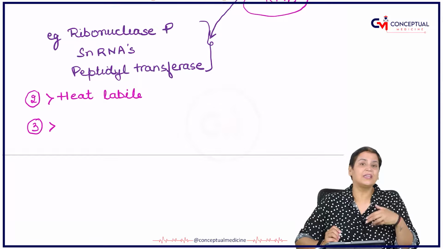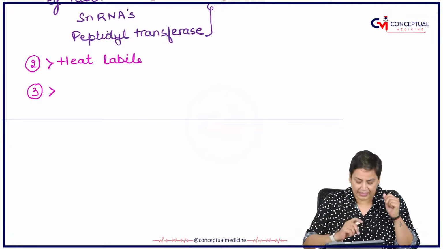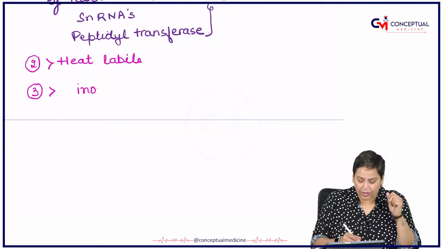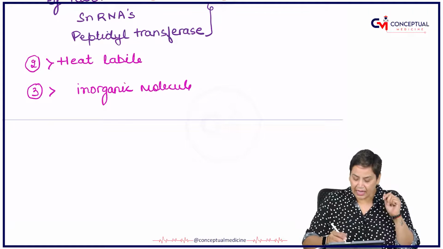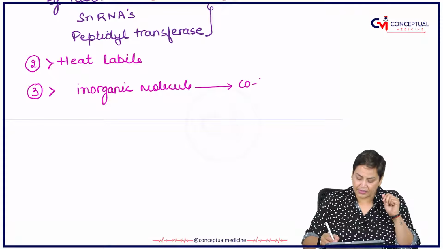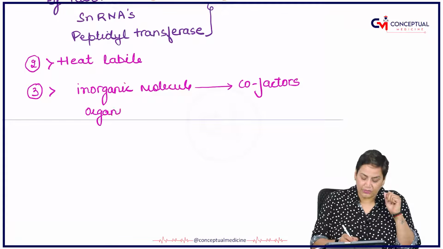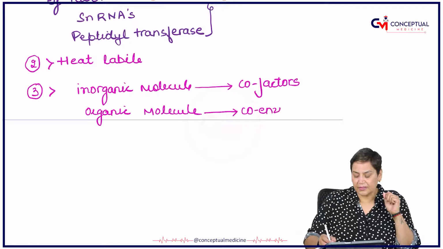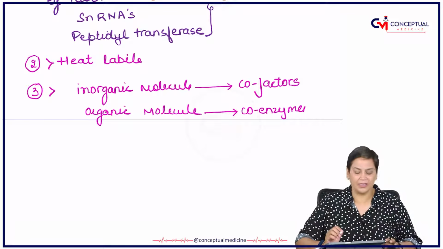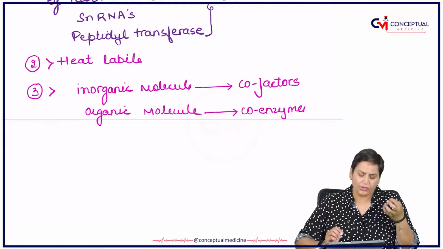Now the question is, what is the nature of these friends and how are they going to help the enzymes in their action? If some inorganic molecule is associated with the enzyme, we will always say they are the cofactors. And if any organic molecule is associated with the enzyme, it becomes the coenzyme. The word itself is self-explanatory. Cofactors are the factors which work in cooperation with the enzyme, and enzymes work in cooperation with that organic molecule.